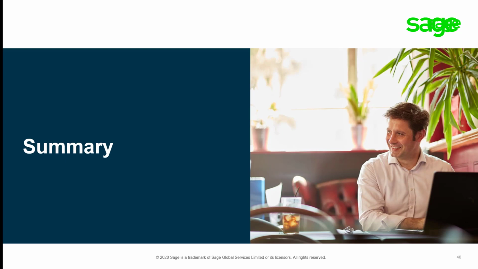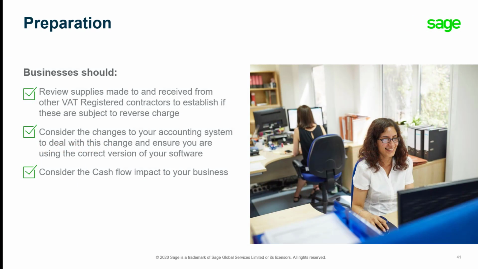So that now brings us to the summary for today's session. First of all, in terms of preparation, businesses should review the supplies that are made to and from VAT registered contractors and establish whether these are subject to reverse charge. You'll need to consider changes to your accounting system, so make sure if you're using Sage 50 Cloud Accounts that you're using version 26 or above. And also consider the cash flow implications to your business.